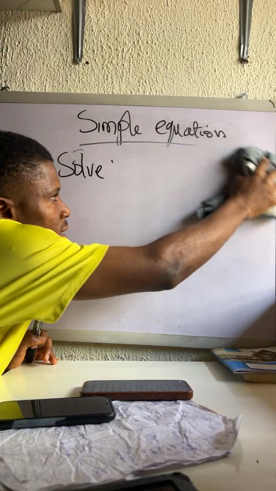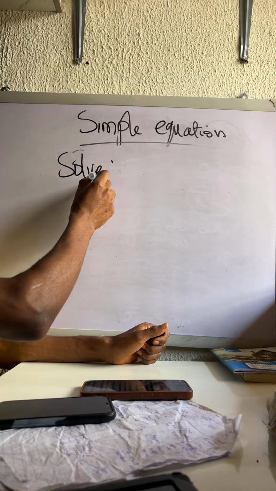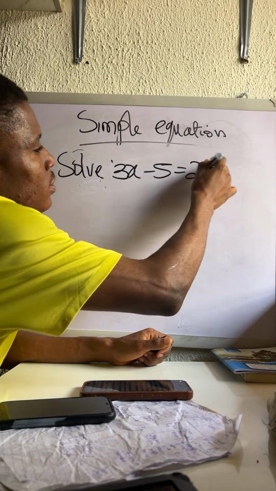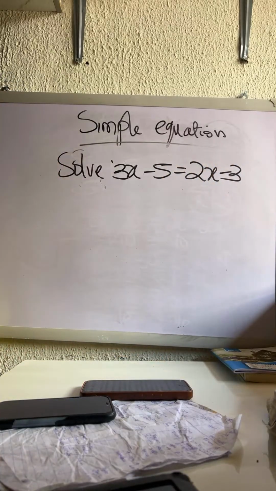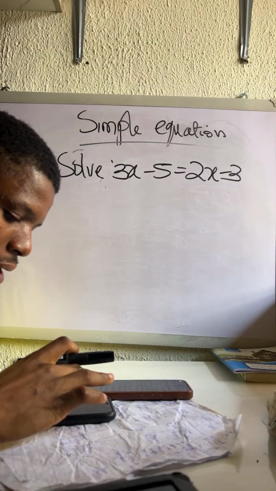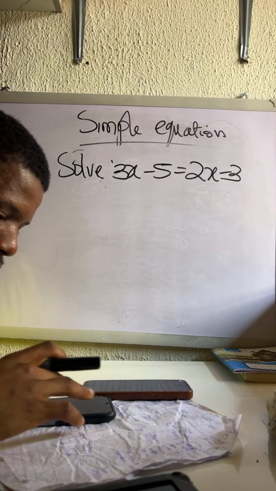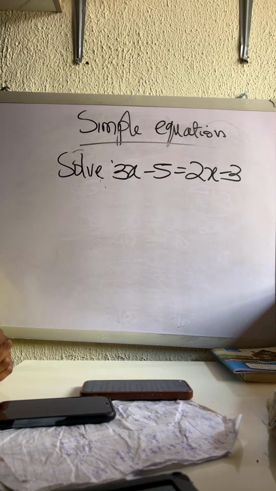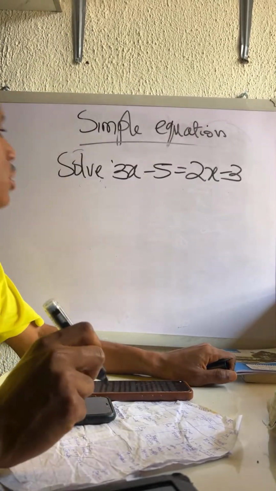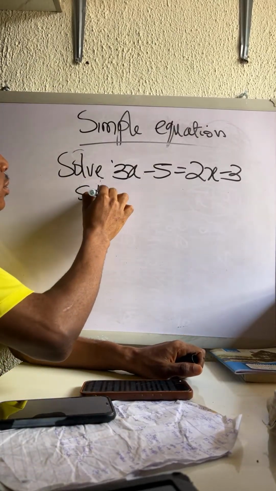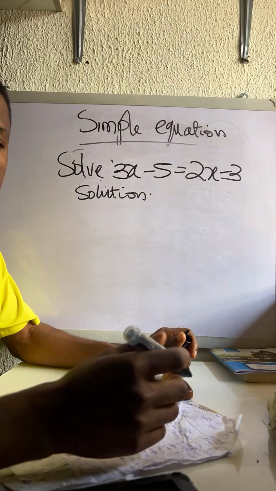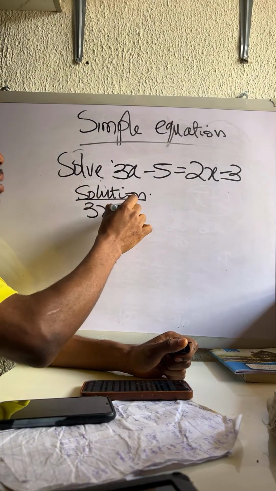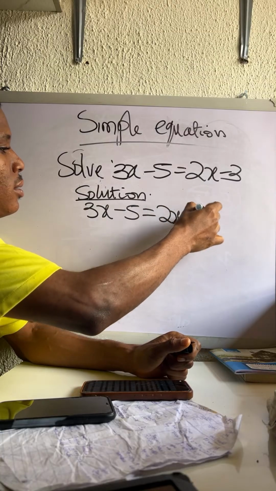So as I said earlier, this is very, very easy to do. Let's say we are told to solve 3x minus 5 is equal to 2x minus 3. What do you do when you are trying to solve this? It is very simple. If you have the equation 3x minus 5 is equal to 2x minus 3.